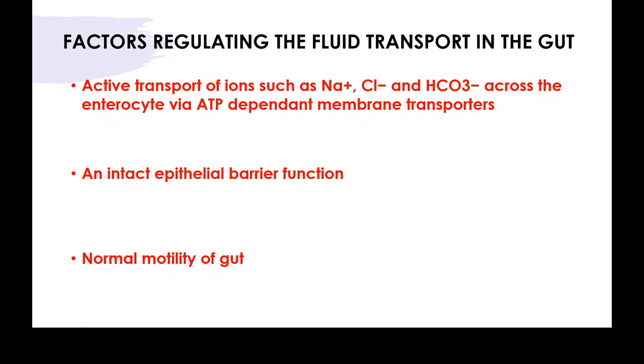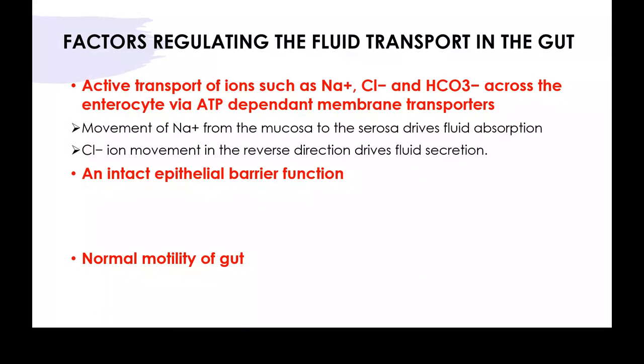So there is active transport of ions, sodium, chloride, and bicarbonate, across the enterocyte via ATP-dependent membrane transport. That is one factor playing a role. Then the intact epithelial barrier function. This is the second factor, which does not allow the fluids which are absorbed into the enterocytes to leak into the lumen. Third is the normal motility of the gut. So there should be sufficient motility for your fluids to be absorbed properly in the gut, right?